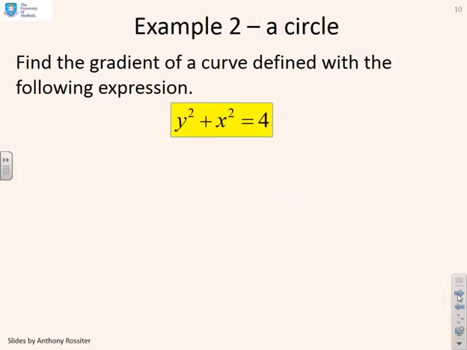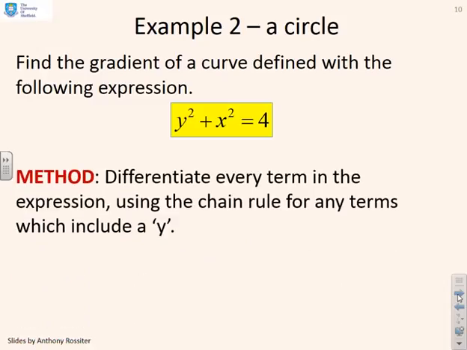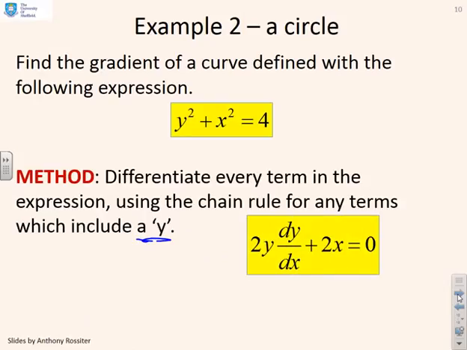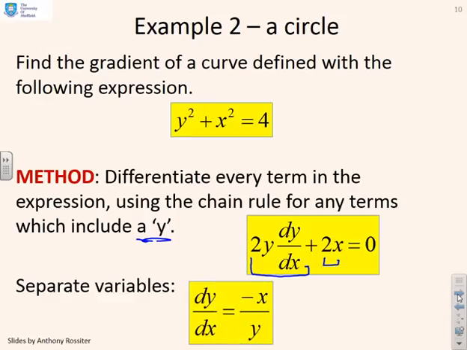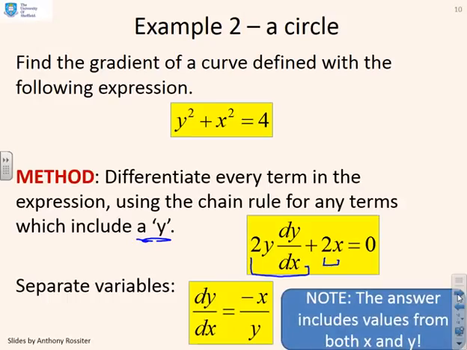Second example, a circle. Find the gradient of a curve defined with the following expression. y squared plus x squared equals 4. So exactly as before, I'm just going to differentiate every term in the expression using the chain rule for any terms which include a y. So what do you get? d dx of y squared is 2y dy dx from the chain rule. d dx of x squared is 2x, so I get 2y dy dx plus 2x equals 0. And clearly I can now solve for dy dx as minus x over y.